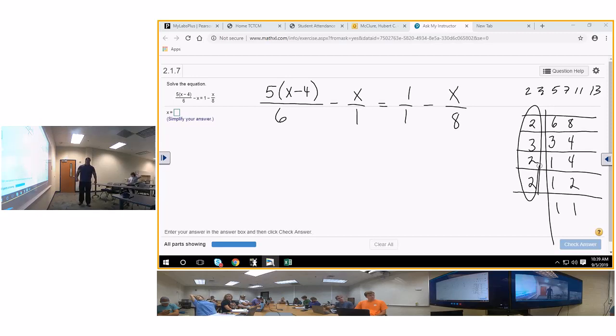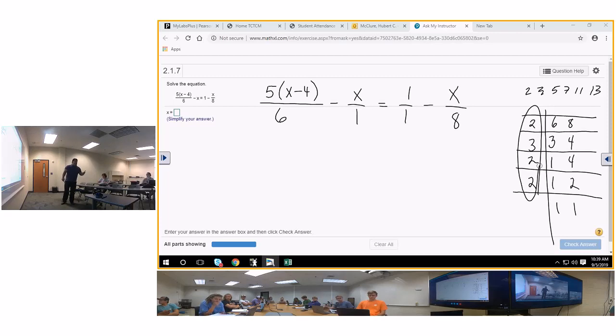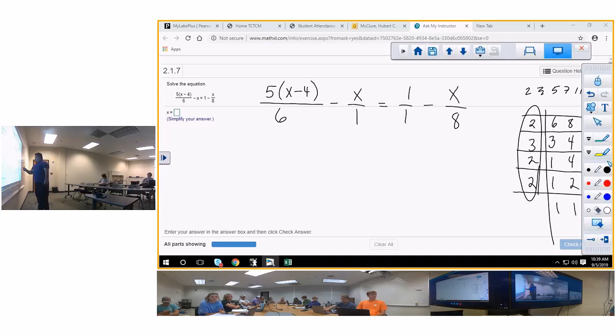I guarantee you somebody put 48. 48 is not correct. And 48 will also mess you up because you'll write down the fraction at the end and it's not what? It's not reduced. Answer wrong. So 24 is your common denominator.